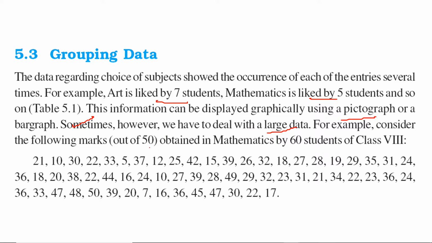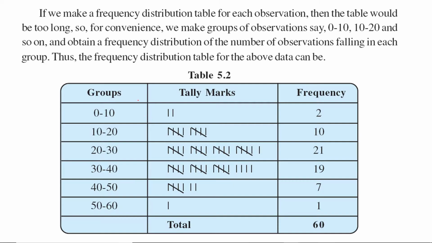Because the human mind has certain limitations, human eyes also have certain limitations. So if we see this kind of data, it becomes a little clumsy, and we need some other way to group this data. So this is the data of mathematics marks of 60 students of a certain class. So what we will do here is group them like this.